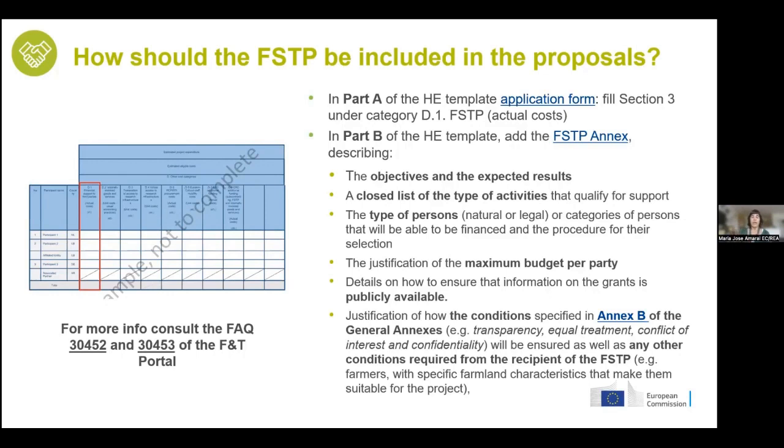So this means that you need to think about how you are going to distribute this funding. Even if there is no call for proposals, even if it's your decision how this would be distributed, you need to justify how you would do it. And we have also published two frequently asked questions on this aspect that are included in the topic. If you go to the Funding and Tenders portal, you can see them there and find further clarifications in case you want to include financial support to third parties in your proposals. Next slide.